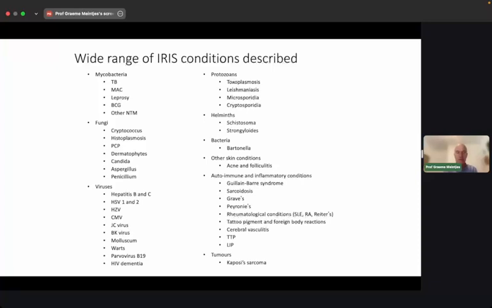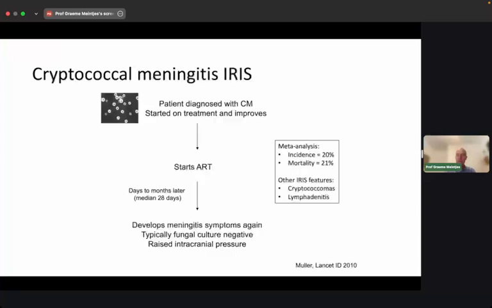Fungal infections, I'll expand on cryptococcal IRIS. Then viruses like hepatitis B and C, you can get an IRIS targeted at them in the liver, causing a hepatitis flare. You can get IRIS targeted at a range of other viruses like herpes simplex and herpes zoster, protozoal infections, worm infections, and other skin conditions like acne. And then there's autoimmune manifestations, and even tumors can worsen like Kaposi's. So a very wide range of conditions has been shown to deteriorate or manifest or exacerbate in relation to IRIS during early ART.